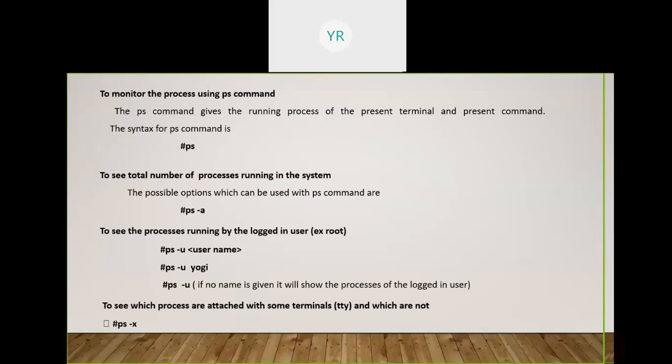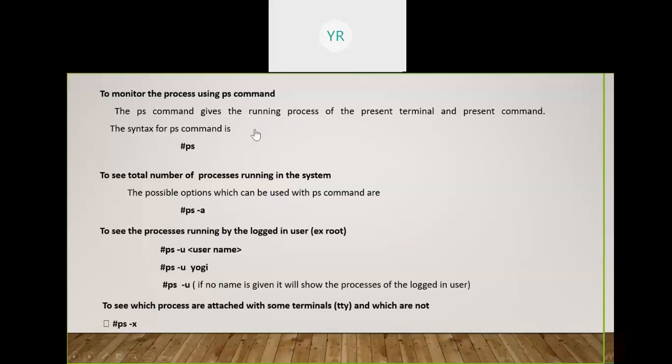Okay, so already I told you to monitor or manage the processes in Linux. We can do that by using these two utilities, ps and top. Of course you can have some more utilities, but these are the basic utilities, ps and top. If you just execute the ps command, it gives the running processes of the present terminal and present command.